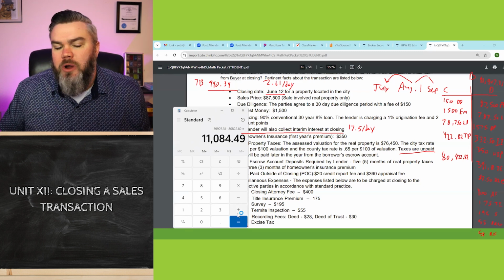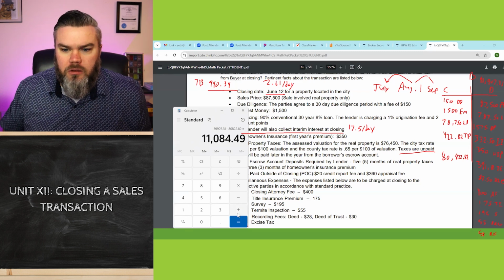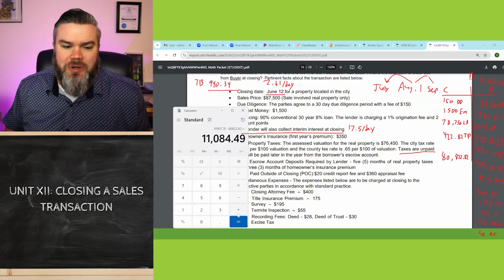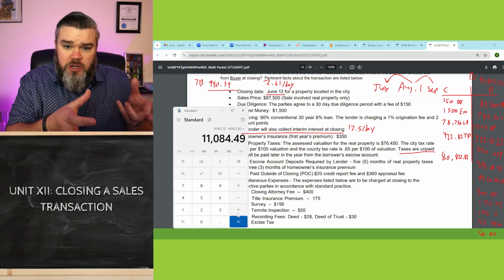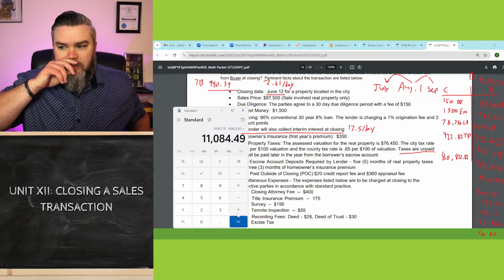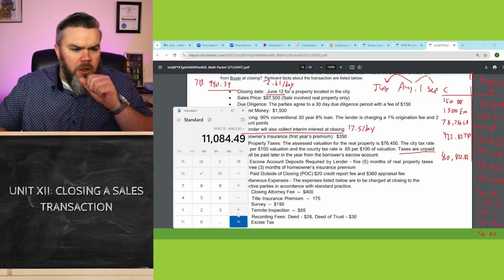TP was tax prorations. So we calculated the seller's portion of the taxes, and so we debited that seller's portion, which is January 1 through June 12th, from the seller debit, buyer credit. So that's why we gave it to him as a buyer credit right there.